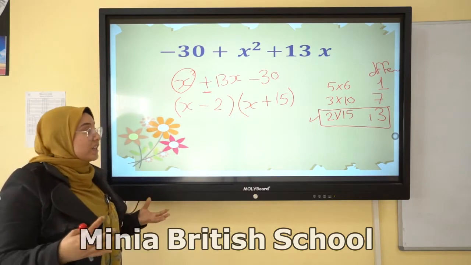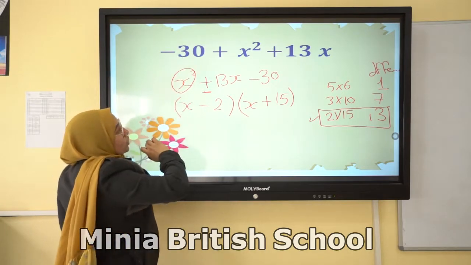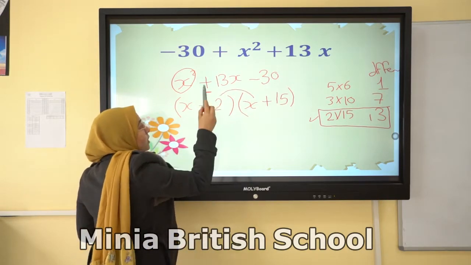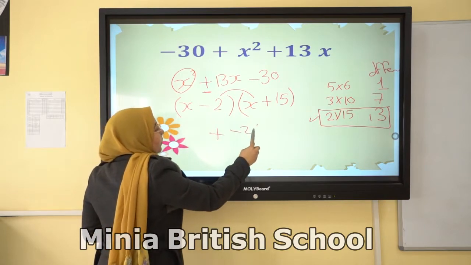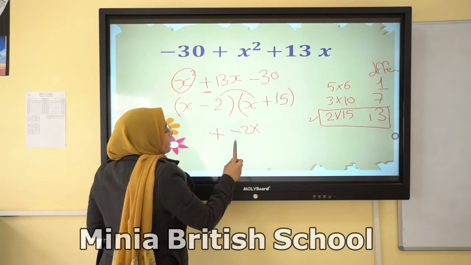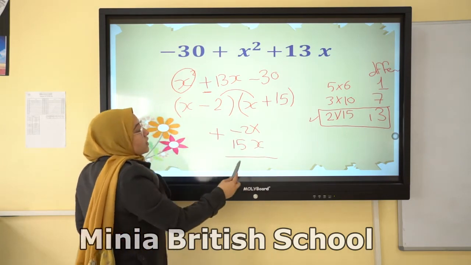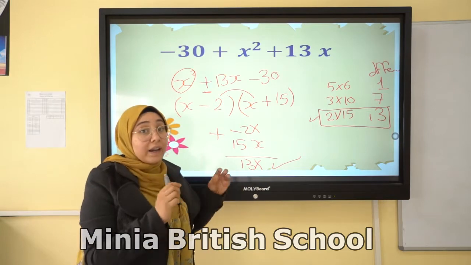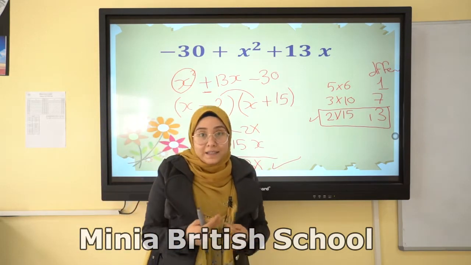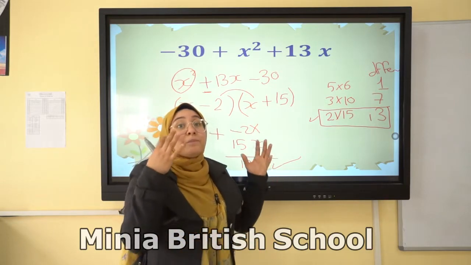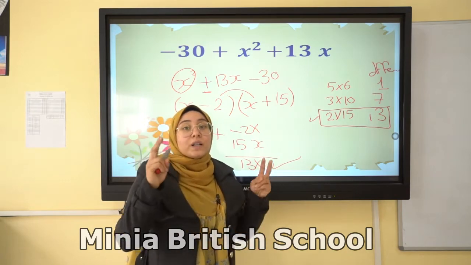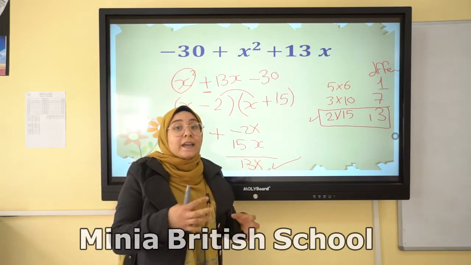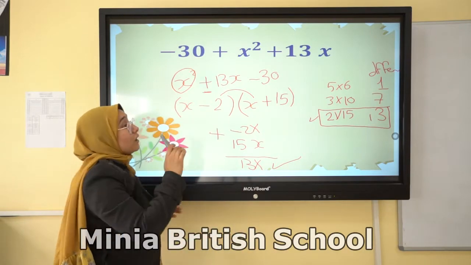Now you can check your answer. X times x equals x power 2, okay? And negative 2 times 15 equals negative 30. And the middle term, the sum of the product of the means, negative 2x, and the product of the extremes, 15x, equals 13x. Yes, it is true, okay? So in general, if the sign of the last term in the trinomial expression, after you arrange it descendingly, is negative, then the second terms in the two arcs have different signs, and the greatest number takes the same sign as the middle term, okay?